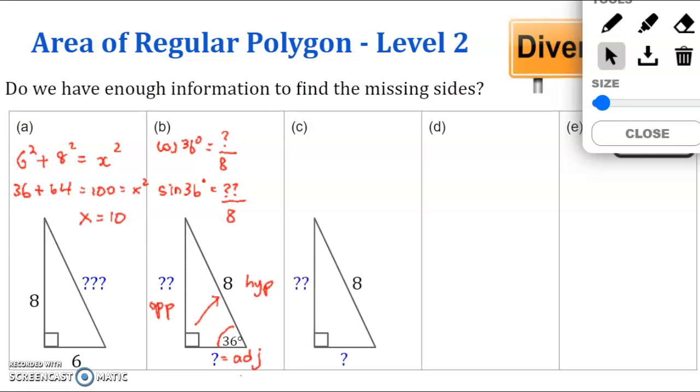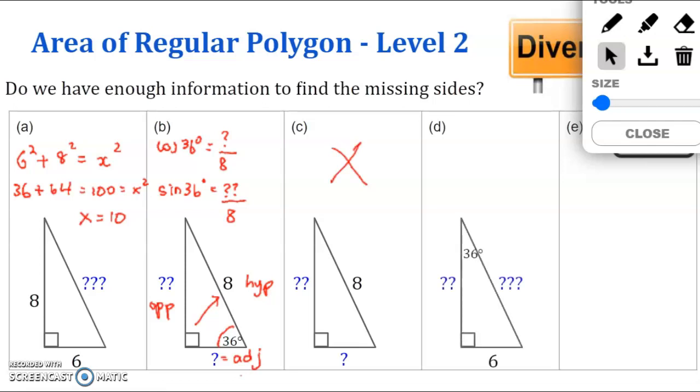Okay, what about this problem? This time we're given the hypotenuse and the right angle, but no other information. Do we have enough information to find the missing side? No, we don't. We need at least another side length, or we need an angle. So not enough information.